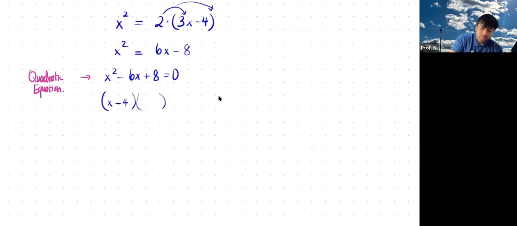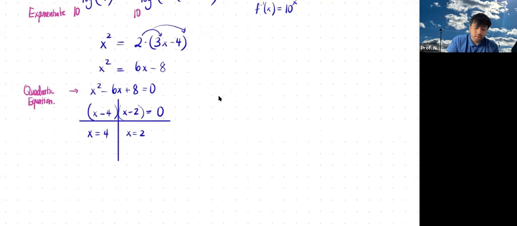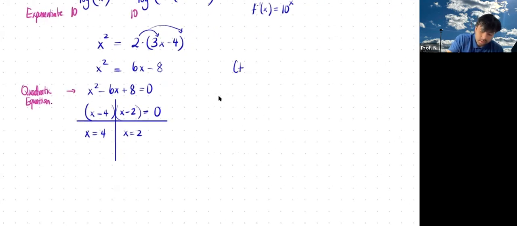It's x minus 4 and x minus 2, right? So I get two possible solutions, but you have to be careful. So x equals 4 and x equals 2. But you always want to check. You always want to check. And we're going to check with the original equation.